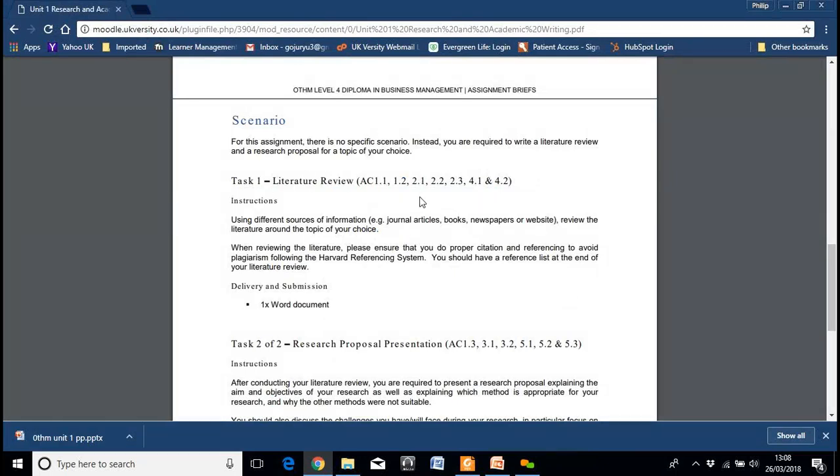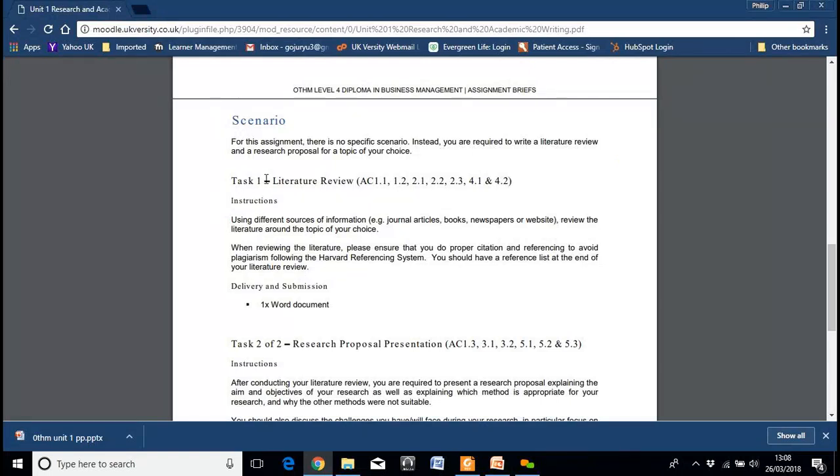So for your task 1 for this assignment, there is no specific scenario. Instead, you're going to be required to write a literature review and a research proposal for a topic of your choice. So that means you need to look at something you have an interest in and say, okay, I'm going to do some research on that particular issue.